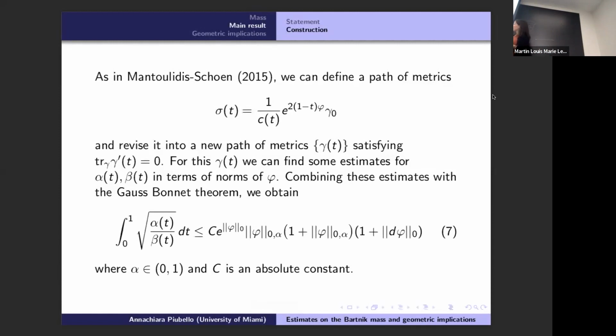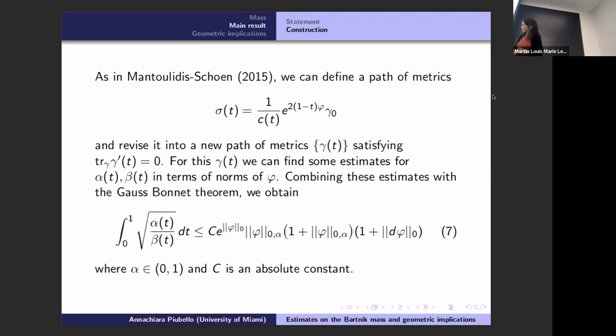Because remember that if it was just simple, this path, it would be better. But of course, since we have revised it into this new path, we will have a diffeomorphism or a pullback, right? And so when we compute this alpha and beta, this will all depend on a PDE. And so we would have to use PDE estimates to get to this.